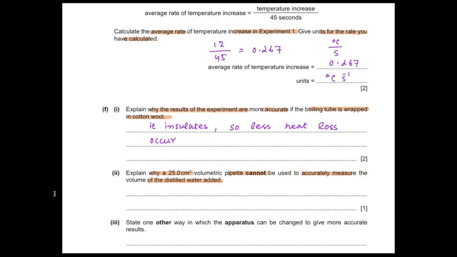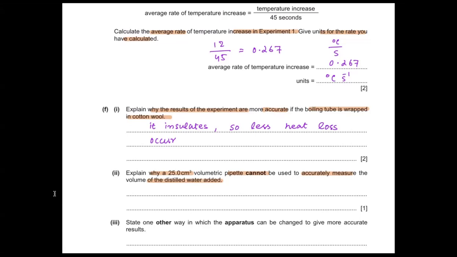Maybe because it takes more time. No, the volumetric pipette only measures 25 cm³, and we're using 20 cm³ of distilled water. Yes, very good, Marwa. Because see, it is only used to measure 25 cm³ volume. And over here, the volume that we are using is not fixed. We are using 2 cm³, 4 cm³, 6 cm³, 10 cm³, right? So that's why we are not able to use that. Is this clear to all of you?